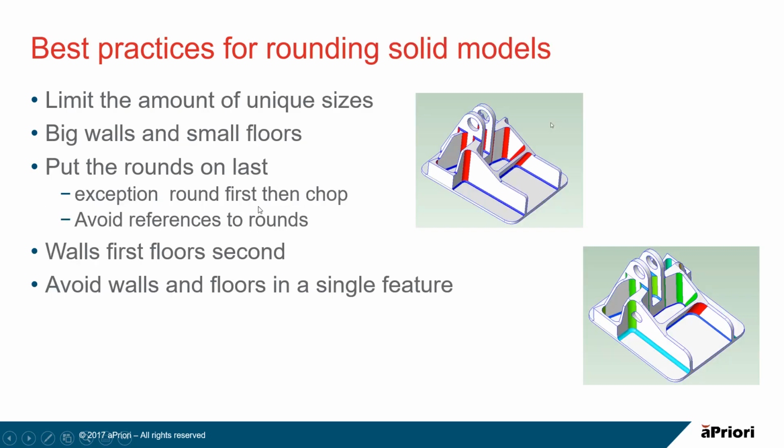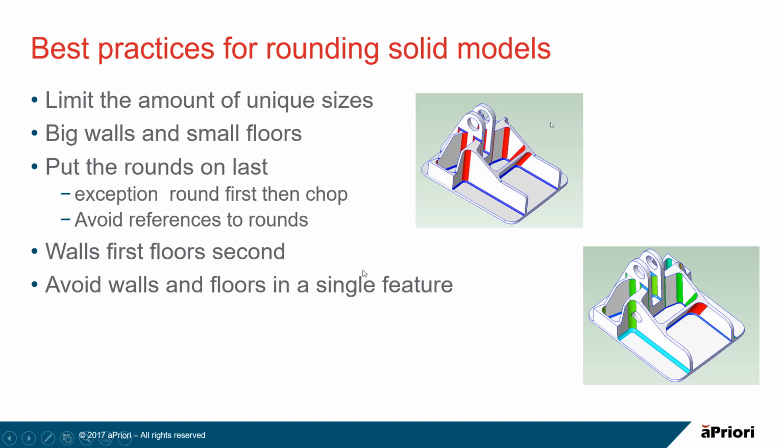And then for rounding strategies, we're going to look at some of the best ways to round parts, and when you go through the aPriori menus, which is going to show you what looks good and which doesn't look so good. And we'll look at big walls on the rounds versus small floors, putting the rounds on last, walls first, floors second, and then avoid walls and floors in a single feature. So there's a few things that we'll review.